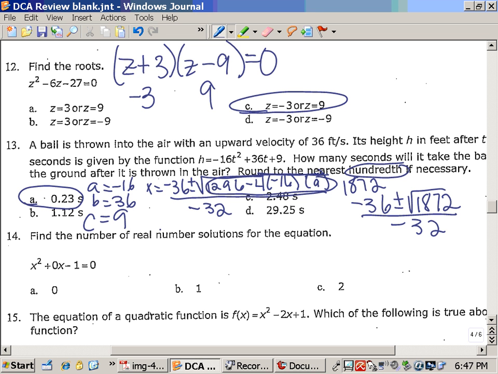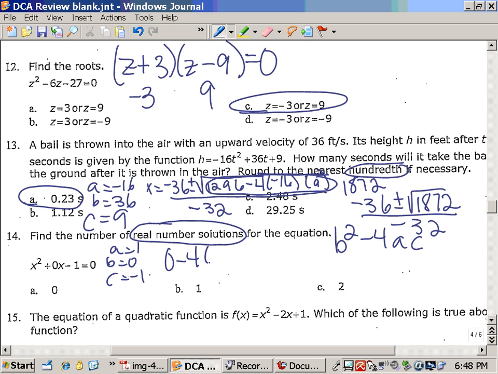All right, this says find the number of real number solutions. So what I need to do with that is plug in b squared minus 4ac. A is 1, b is 0, and c is negative 1. So 0 squared is going to be 0 minus 4 times 1 times negative 1. Negative 4 times 1 times negative 1 is positive 4. Since 4 is a positive number, I am going to have two solutions. Remember, we went over that today in class.